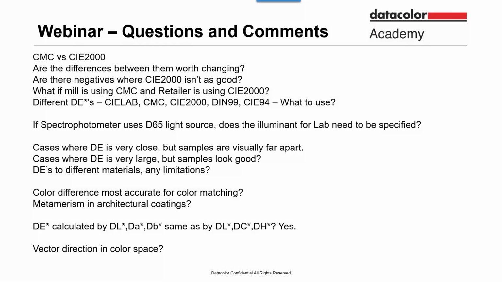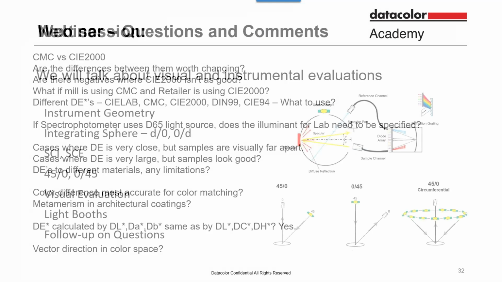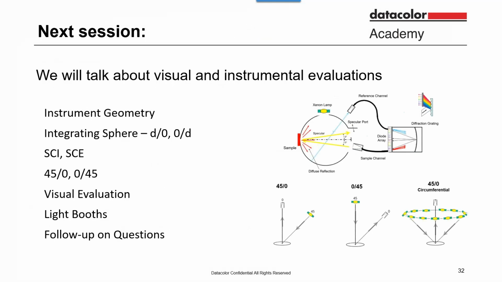Okay, I think that's all I had for today. The next session, we're going to talk about visual and instrumental evaluations. We'll talk about instrument geometry, the different geometries, specular included, excluded. We'll talk about 45/0, visual evaluations, light boxes, and I'll try to do a follow-up on a lot of the questions that we get, and try to tie everything together. So that's it for today.